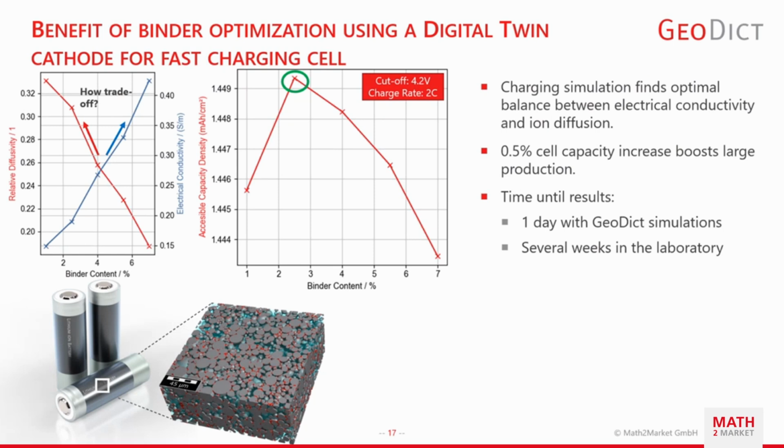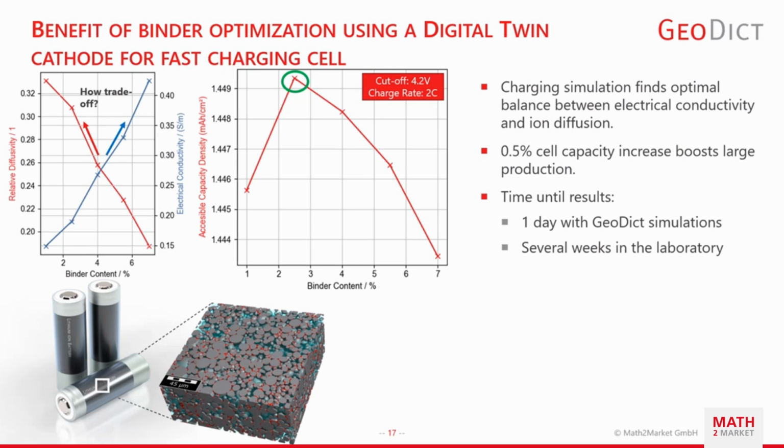And what you can do with GeoDict, you can just check how is the capacity of this cathode structure with different binder content when you do a 2C charging until 4.2 volts. And if you do this with GeoDict, within 1 day, you get all the different data points here. And then you see here, the best result was at about 2.5% binder content for this example. And that was just in 1 day using simulations.